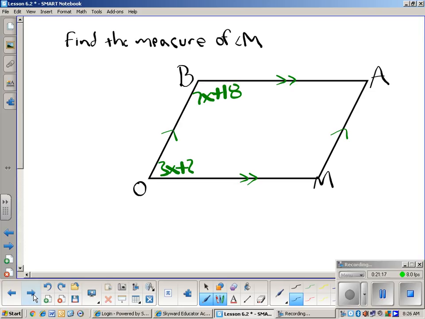Find the measure of angle M. Angle M is right here, isn't it? Did they tell me anything about M? No, they didn't. Okay? I'm going to pause this for a minute, and I want you in your group to discuss how you can make a connection between angle O, angle B, and how we could get back to here. Okay? All right? So I'm going to pause. You in your groups talk about that.